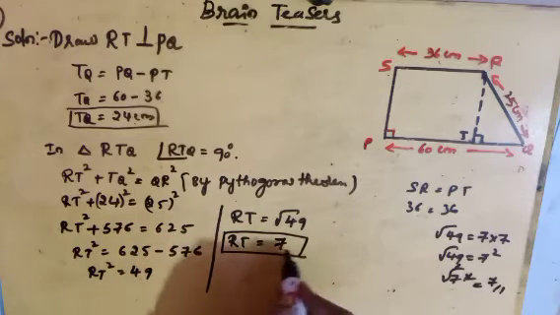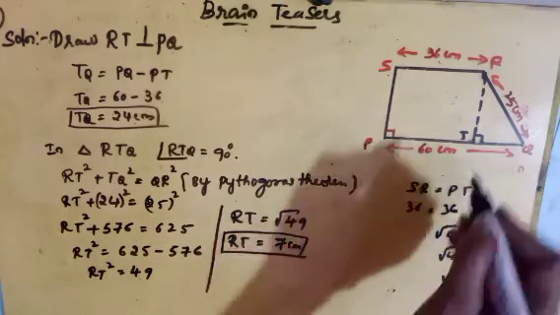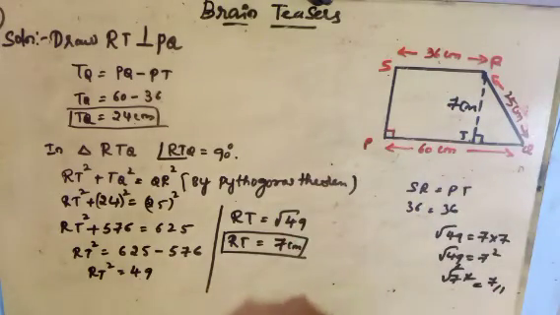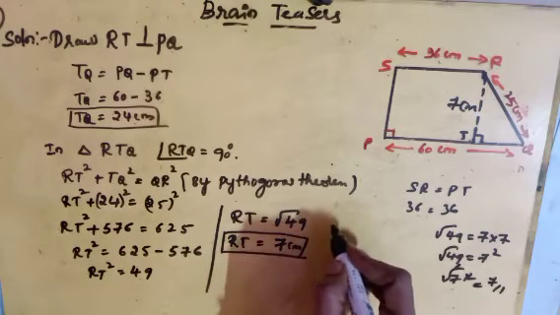So we got the value of RT is 7 centimeter. Let us write here the value of RT is 7 centimeter. Next, let us find the area of the quadrilateral.